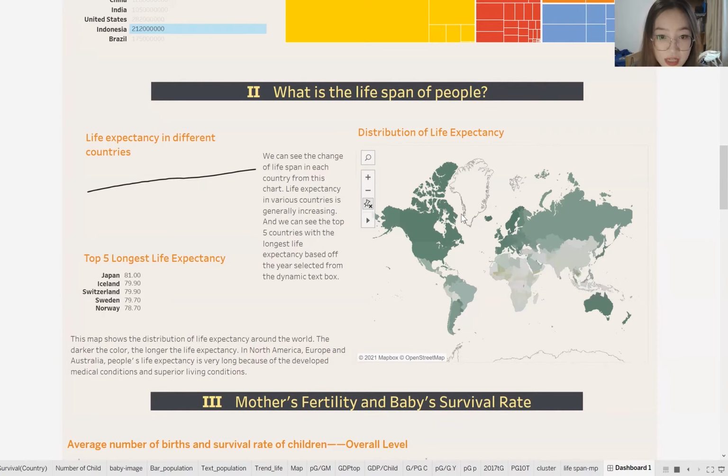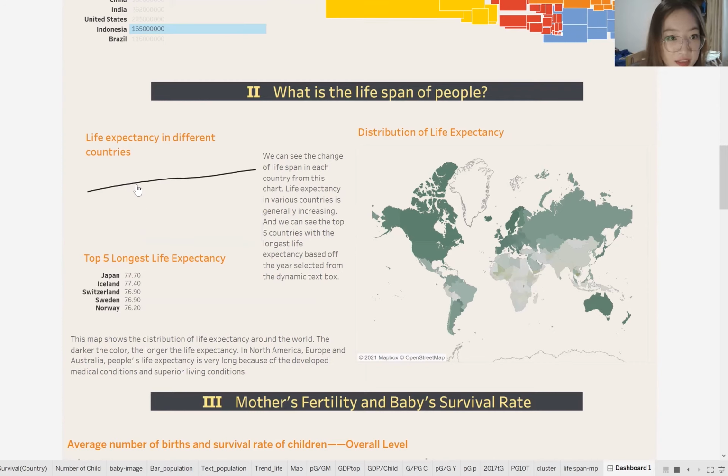The average life expectancy of people all around the world is constantly increasing, which is due to the progress of economic development level, medical services, healthy lifestyle, and so on. The last chart in this part is the ranking of countries with the longest life expectancy. And we can see the top 5 countries based on the year selected are always the same 5.